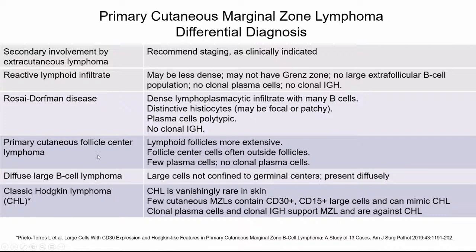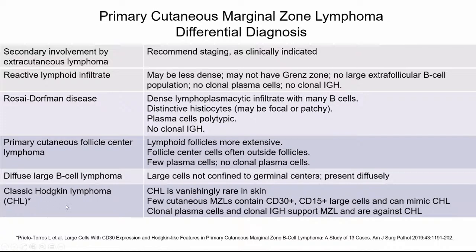Primary cutaneous follicle-centered lymphoma is also in the differential diagnosis, but lymphoid follicles are more extensive. You're more likely to have atypical follicle center cells outside of follicles. There are few plasma cells in the infiltrate, and they are certainly not clonal. Diffuse large B-cell lymphoma contains large cells that are not confined to germinal centers. They are instead present diffusely.